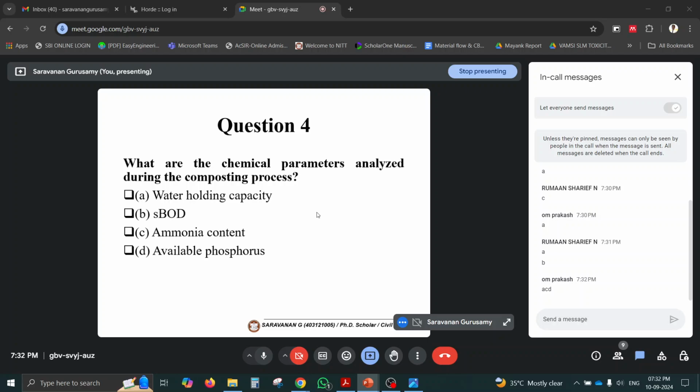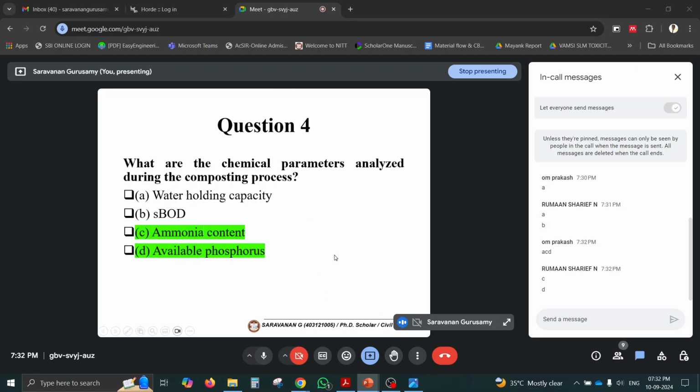A, C, D. Water holding capacity. Water holding capacity, is it a physical property or a chemical property? C and D. Ammonia content, available phosphorus. Okay. What about B? B is a biological property. Yeah, correct.